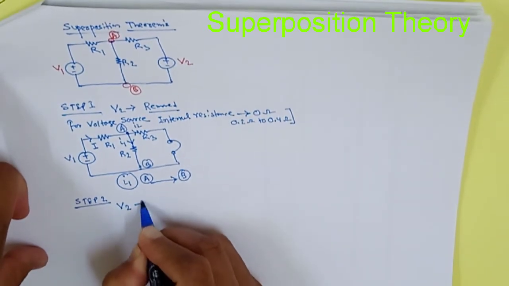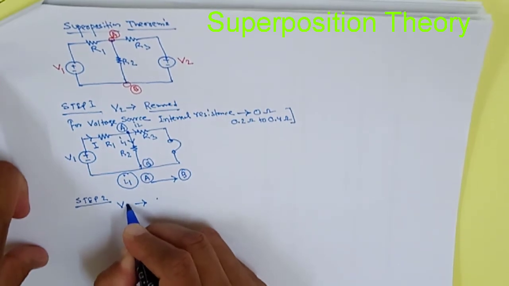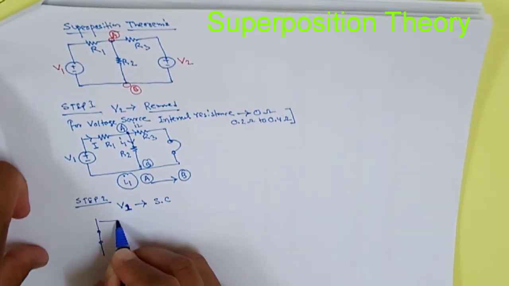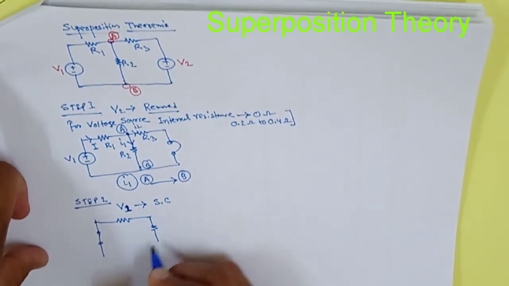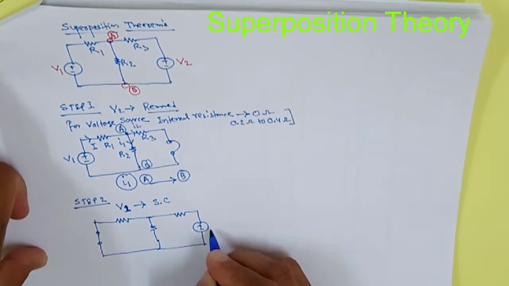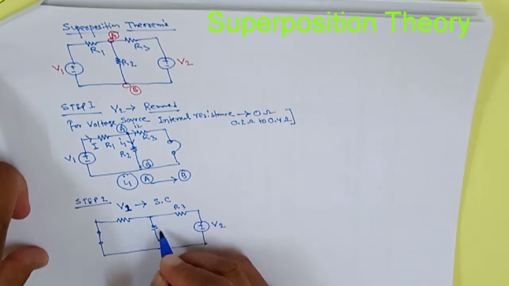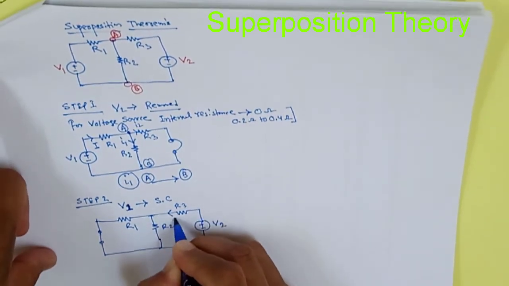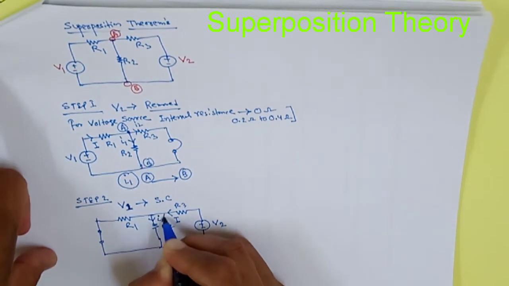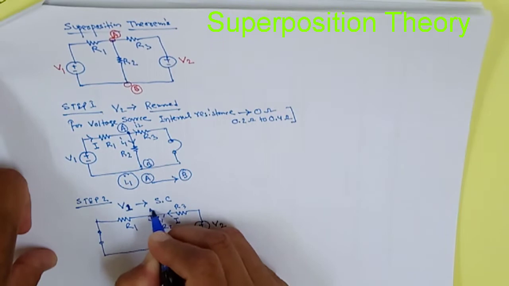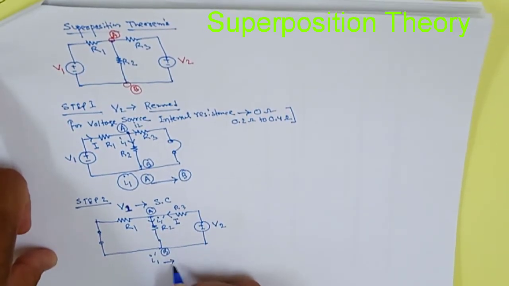In step 2 we will consider V2. Before that, V1 is removed, so V1 is short circuited. Now our circuit will look like this. Now we have V2, R3, R2 and R1. For that condition, we have to find the main current I. Then we have to find the current I1 star. Through this circuit, again we are getting the current from this branch from A to B, and the current is I1 star.